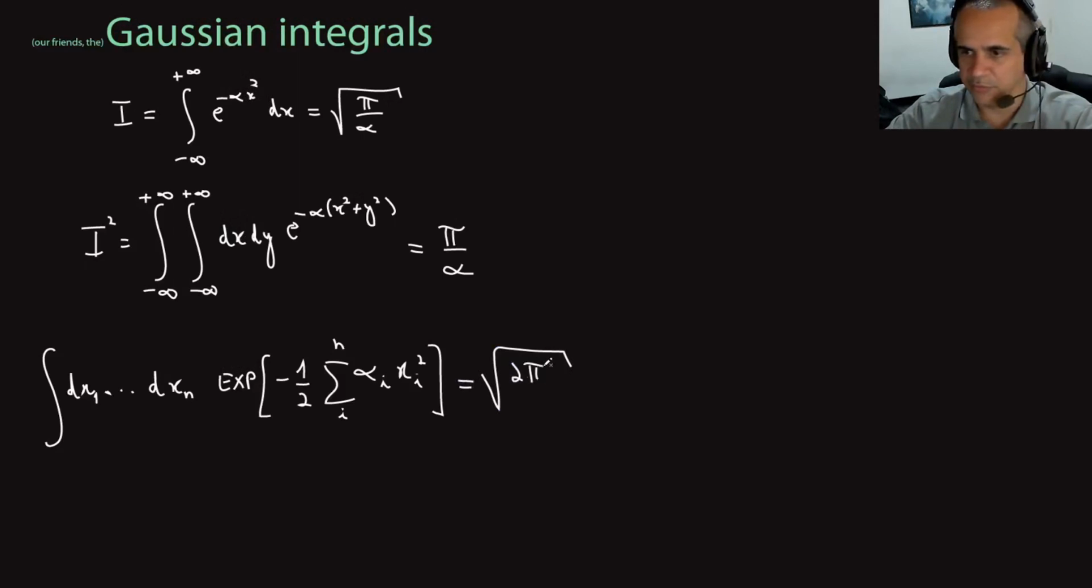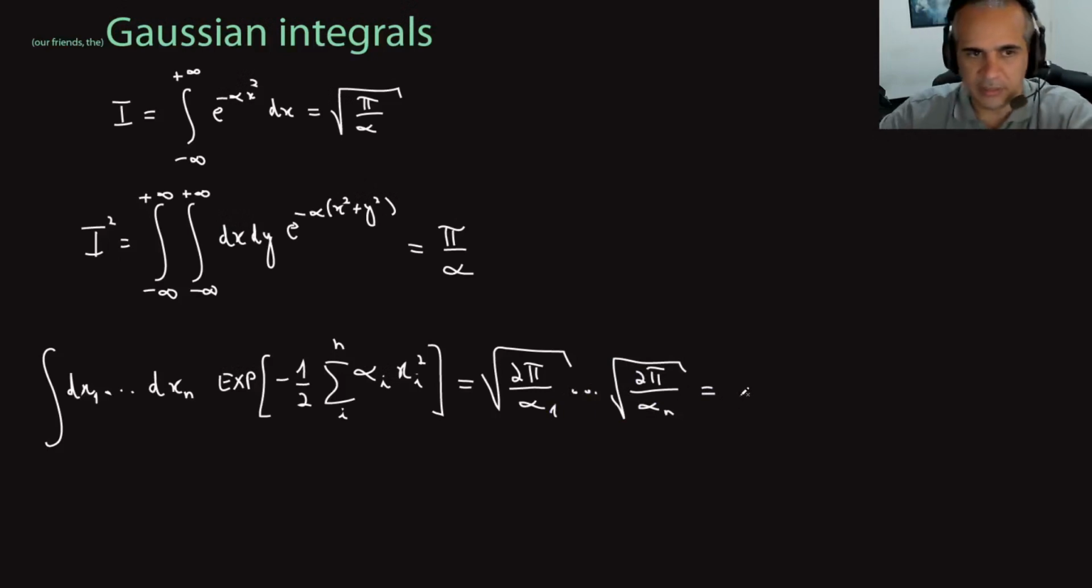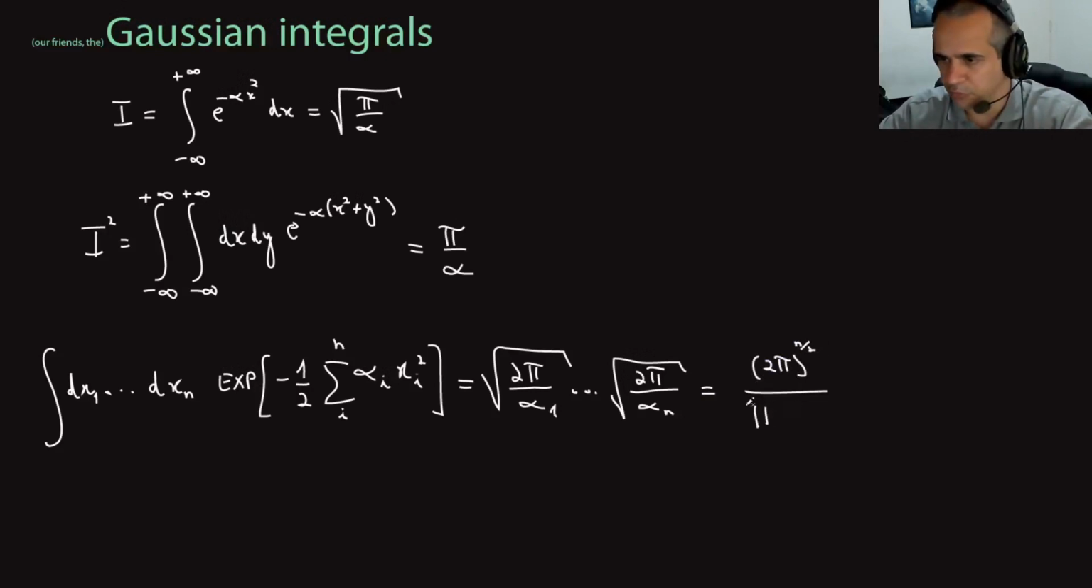This is the factor 2 of the alpha, right? Over alpha 1 all the way to alpha n, a product of many factors just like this one, and that I'll write just as 2 pi to the power n over 2 over a product over the index i of all the square root of alpha i. Right, so this is what I get if I have many Gaussian integrals. Right?